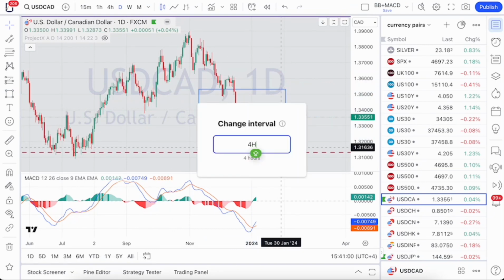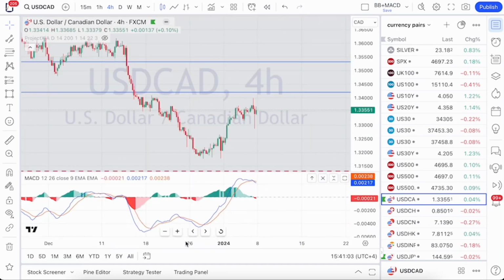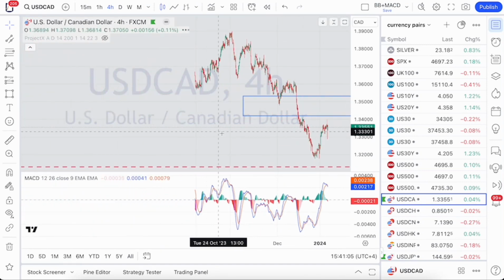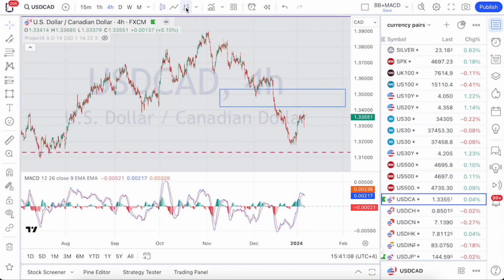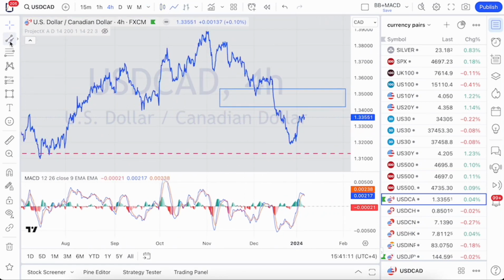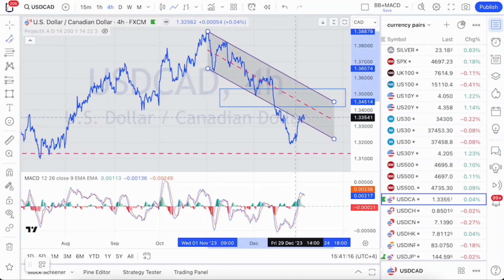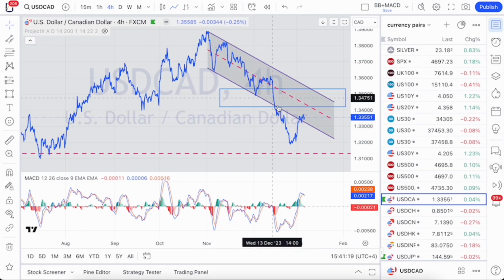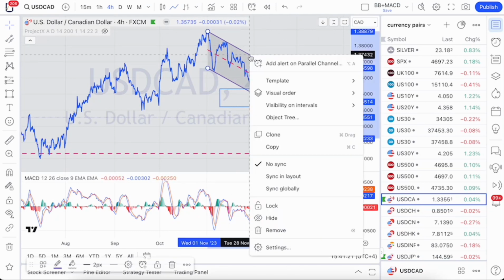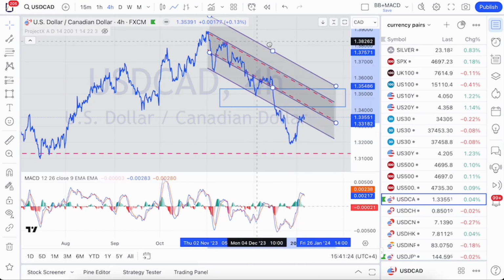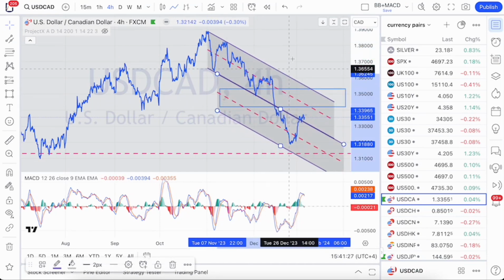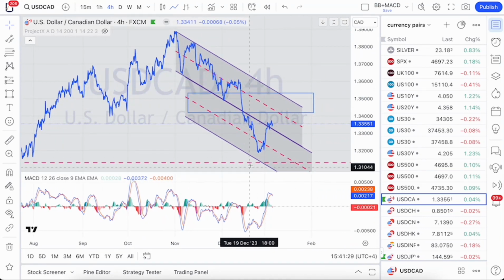Now let's mark 4H. So what's happening on the 4-hourly chart? Here we have a falling channel, and because the price has broken to the downside, we can clone and apply the second falling channel. It has bounced back from slightly lower than the midpoint halfway mark of the second channel, and the potential target could be the midpoint of the first falling channel.